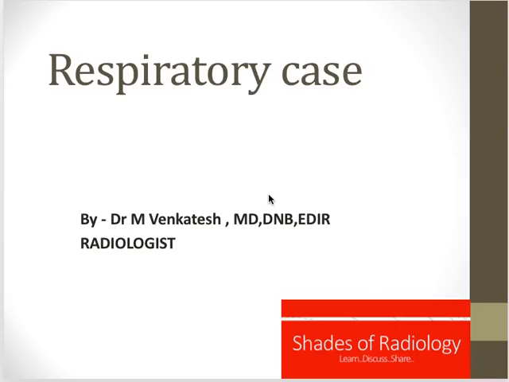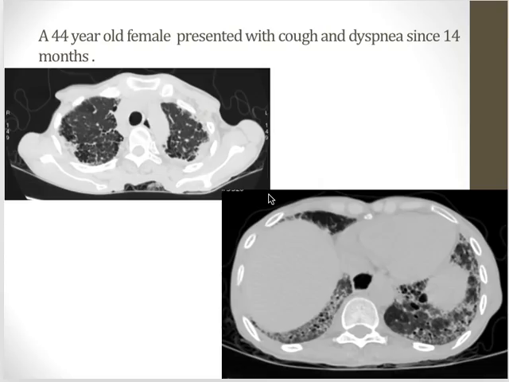Today we are going to discuss an interesting respiratory system case. A 44-year-old female presented with cough and dyspnea since 14 months. Initially a chest X-ray was done outside, which showed a few patchy opacities in the periphery of the bilateral lung fields. So the clinician has advised a CT scan of the chest to look at the extent of involvement and the pattern of involvement. These are the axial CT chest lung windows.